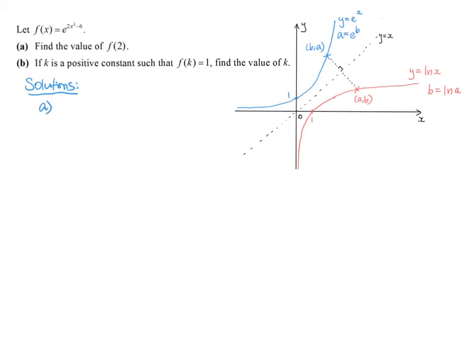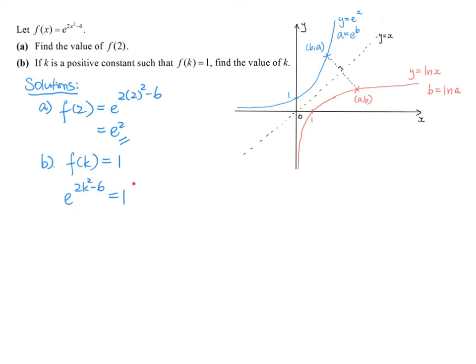So let's check out this example. Here's a given function in terms of e, and we want to find the value of f(2). This one is easy. You just put in 2 into the x, right? Now for this one, f(k) equals 1, and we want to find the value of k. So we put k in the place of x.